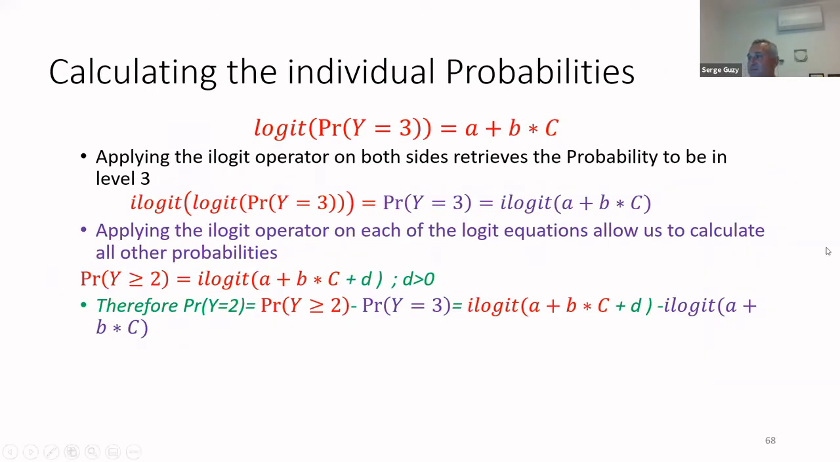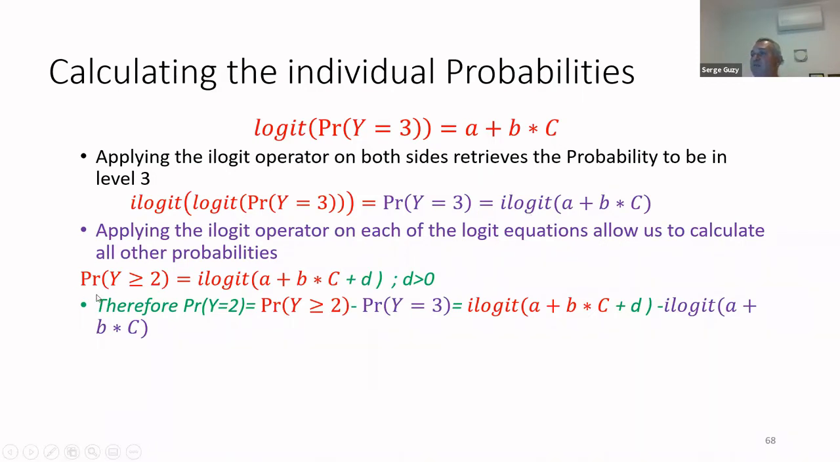Now, how can I find the probability to get level 2 when I have defined the cumulative probability? Obviously, this is easy. I start with the first probability to be in level 3 that was put in the logit domain. Then in order to get the probability to be in level 3, I just need to apply the inverse logit operator, and I get that the probability to get level 3 is equal to ilogit(A + B * C).